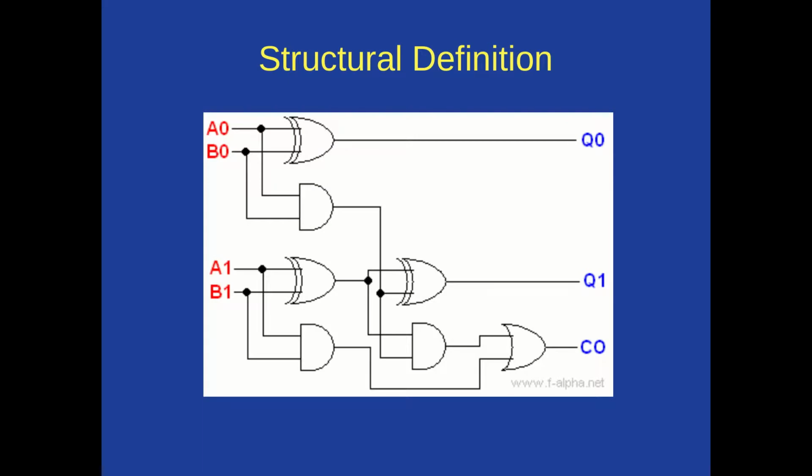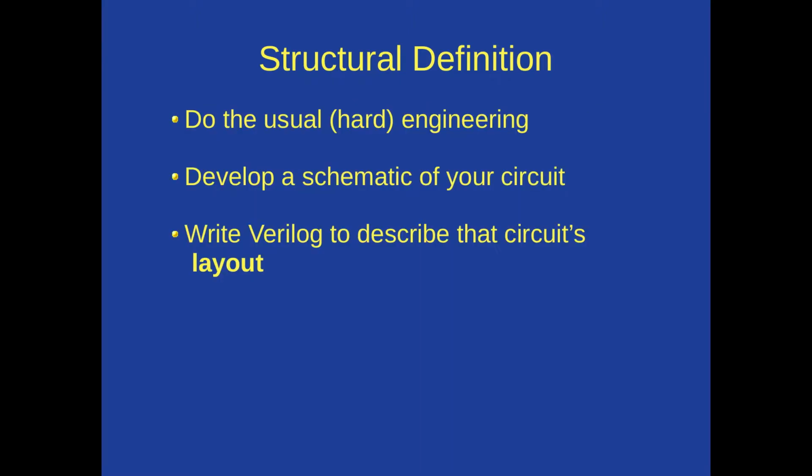The first approach is what we call a structural approach. We can take a circuit, so here's a 2-bit adder again, 2 inputs, input A and B, and 3 output bits. And we can do the usual hard engineering that we do in classes, where we figure out what this circuit should look like. We want this kind of gate here, and we want this output to go into this input, and so on. And we can write a file that describes this circuit. So that's a structural approach.